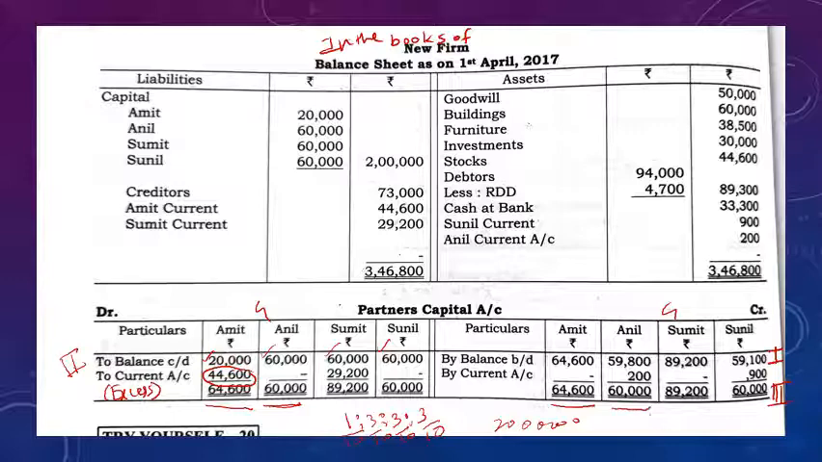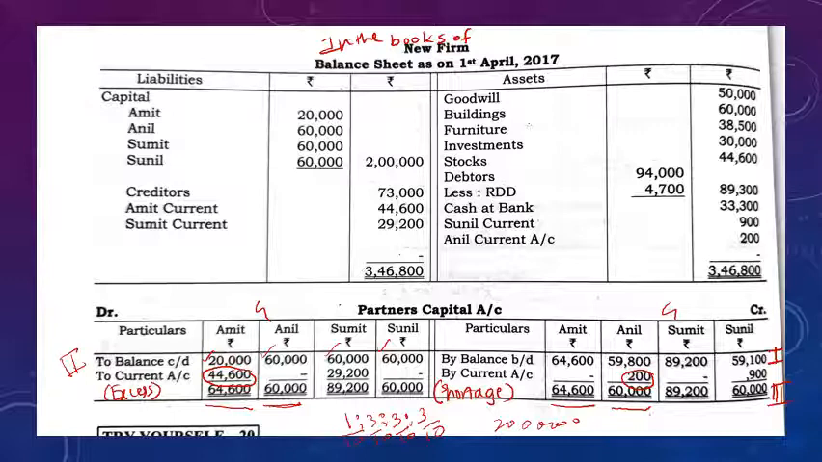The total arrives at 3,46,800. Now asset side. One by one from purchase consideration, see the total column of that asset side and write the assets in the order of permanence. So first of all, goodwill, that is 50,000 of both the firms. Then building 60,000, furniture 38,500, investments 30,000.